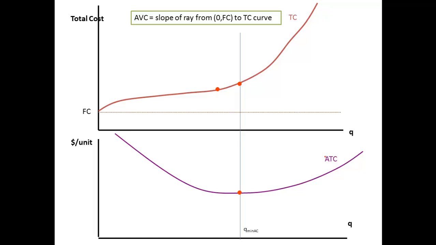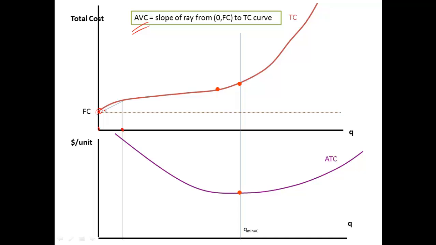So here we are. Now, instead of starting from the origin, we'll start from this point. The point of this slide is the following. I want to show you that AVC is the slope of a ray from 0, FC, which is this point right here, to the total cost curve. So, for example, here's some quantity of output. The average variable cost of that quantity of output is the slope of this ray.